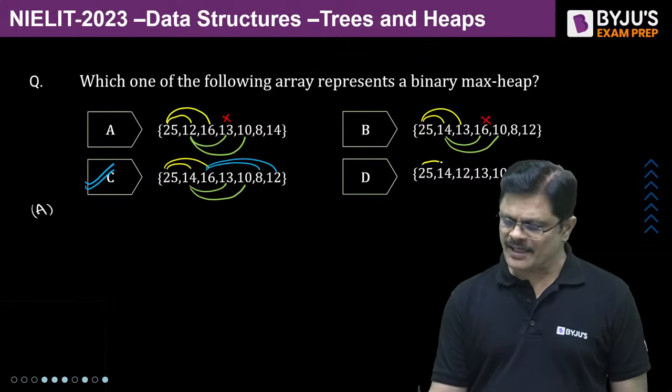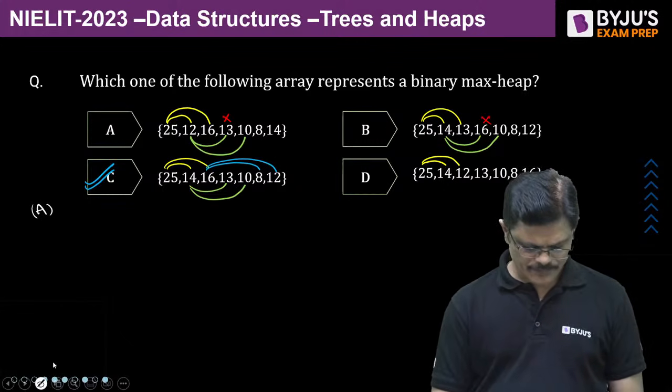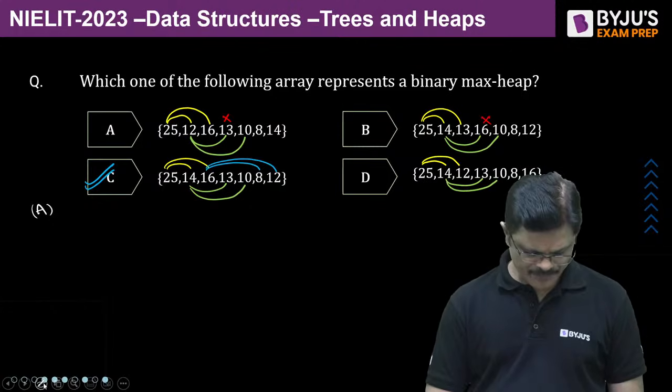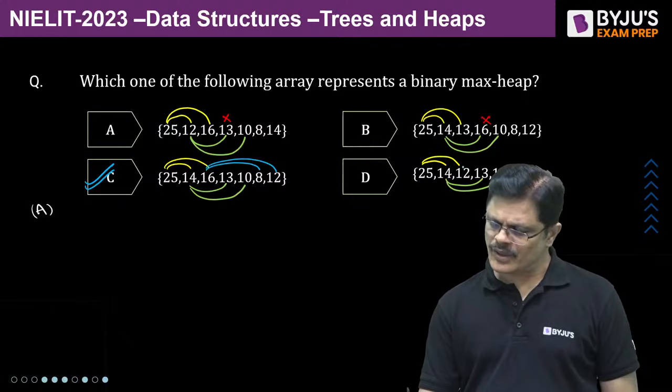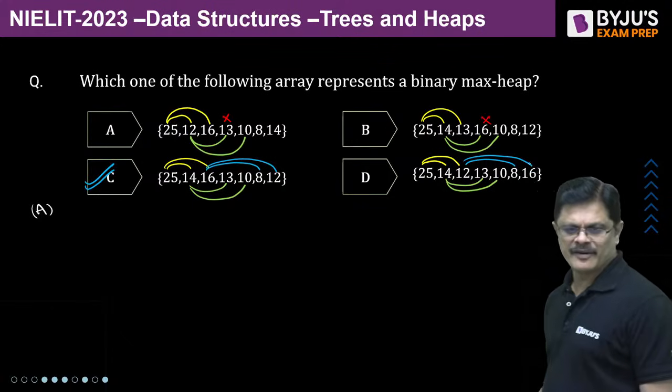25 is larger than 14 and 12. Happy. 14 is larger than 13 and 10. Happy. The next one is 12. 12 is larger than 8 but failed for 16. Failed for 16.